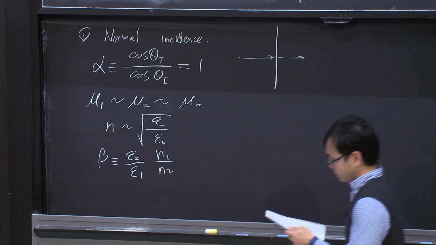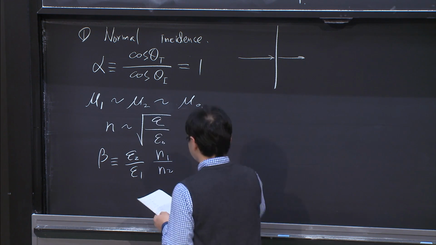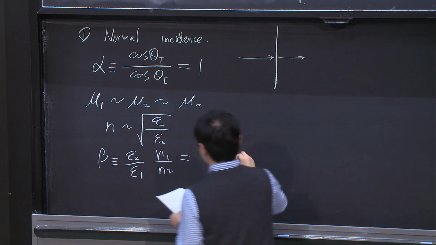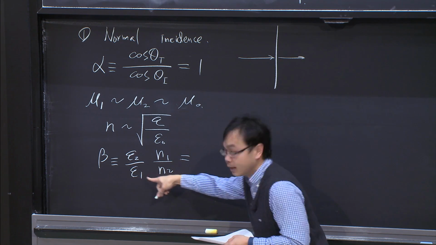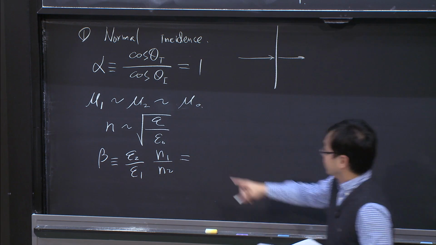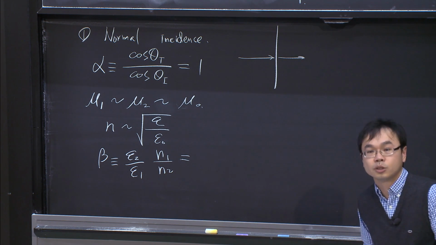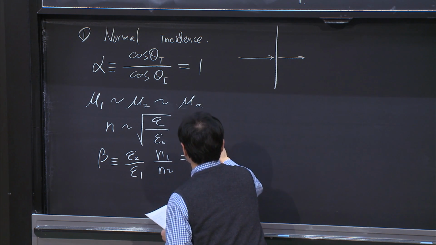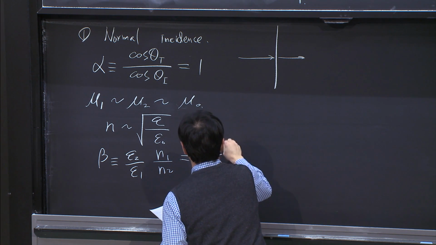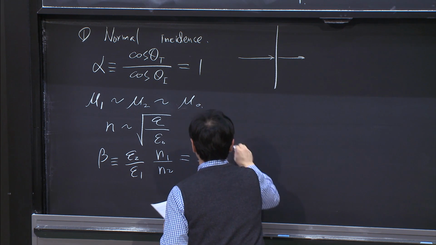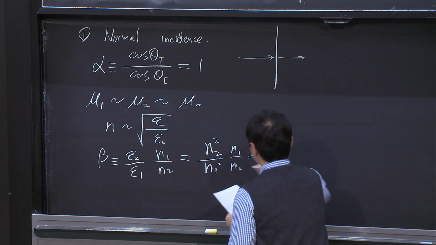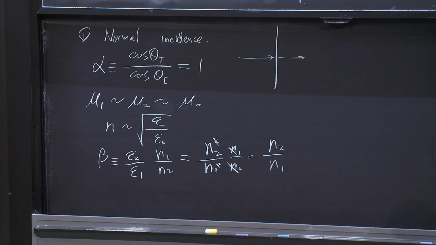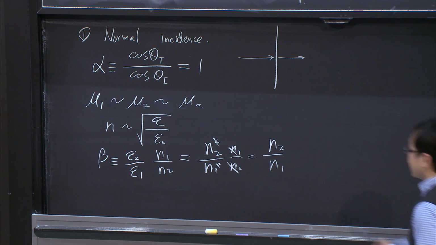Therefore, beta will be equal to epsilon 2 divided by epsilon 1 times n1 divided by n2. This is the definition. Since n is proportional to the square root of epsilon, you can conclude that this will be equal to n2 squared divided by n1 squared times n1 divided by n2, and that will give you n2 divided by n1. You can cancel one of the n2 and one of the n1, so beta will be equal to n2 divided by n1.